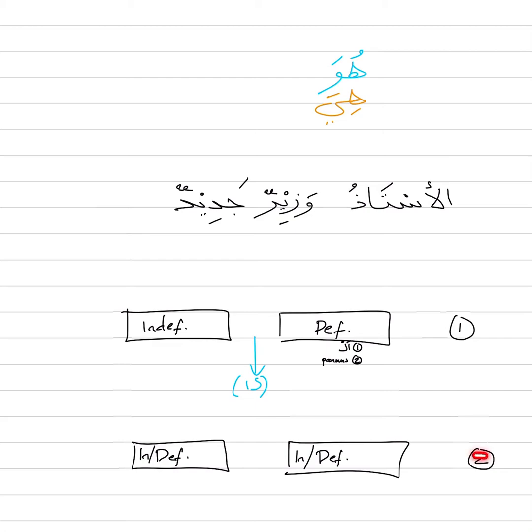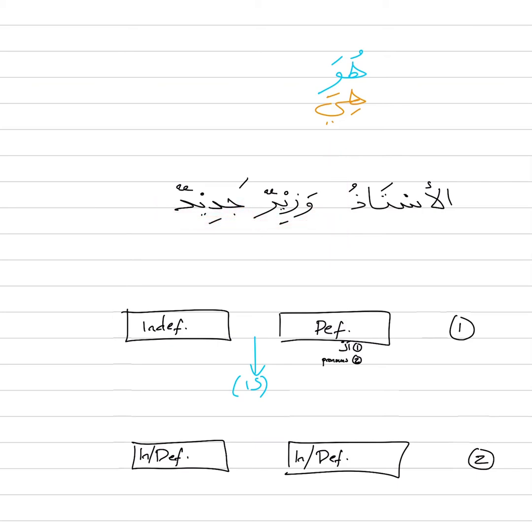You can see that this second structure is at play because you have two indefinite words. So that means this indefinite word is an adjective of this indefinite word, which means the whole sentence translates as the teacher is a new minister.